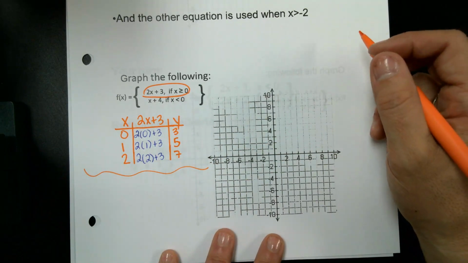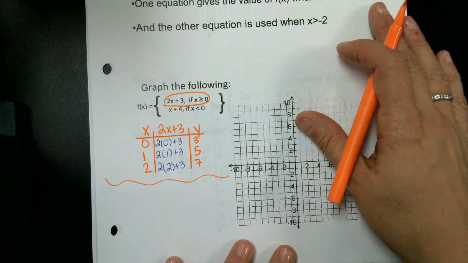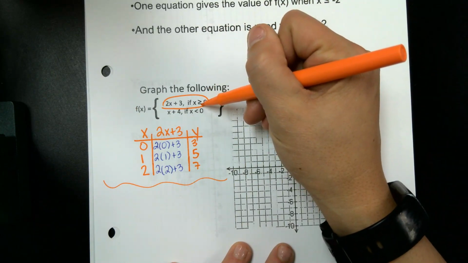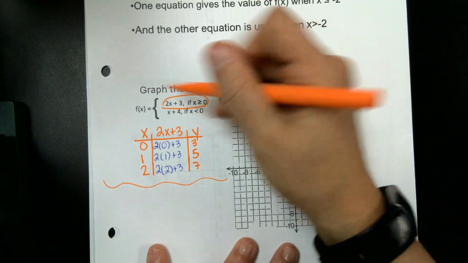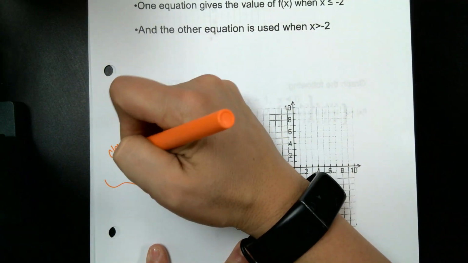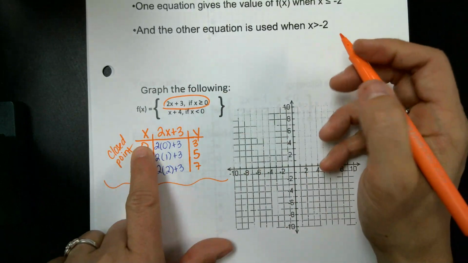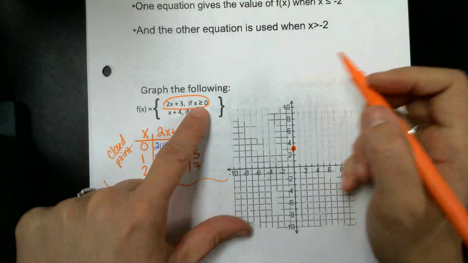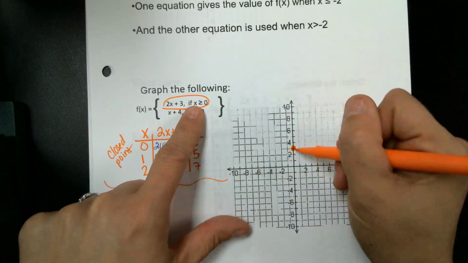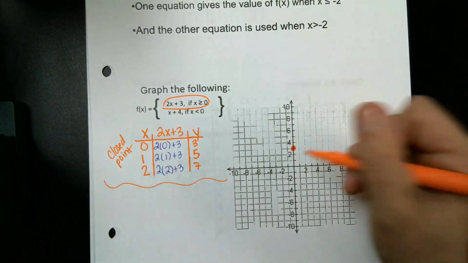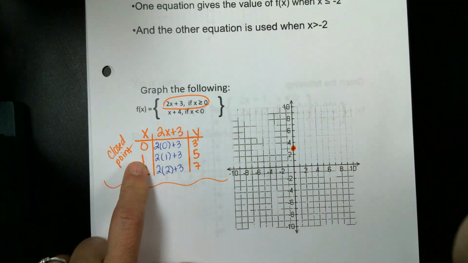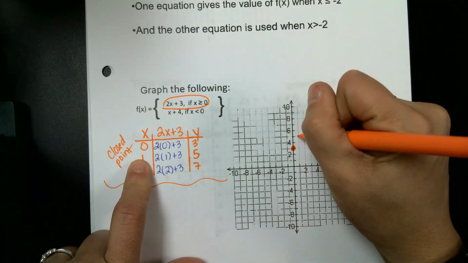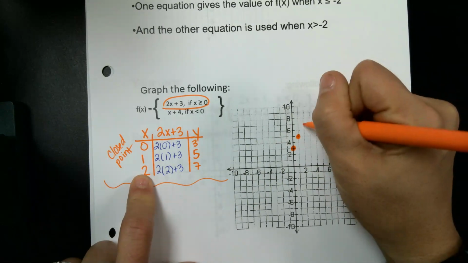So this is what I need you guys to do. Before you plot these points, you need to watch, because this had an equal sign at the 0. I don't know if you remember this from Algebra 1, but when there's an equal sign, you make the dot closed. So at this 0, 3, you want to make that a closed dot. If that equal sign had not been there, what kind of dot would I make? Open. But we're going to make a closed dot there. The rest of them will all be closed. The only one you have to worry about is the one at 0. Then 1, 5, and 2, 7.